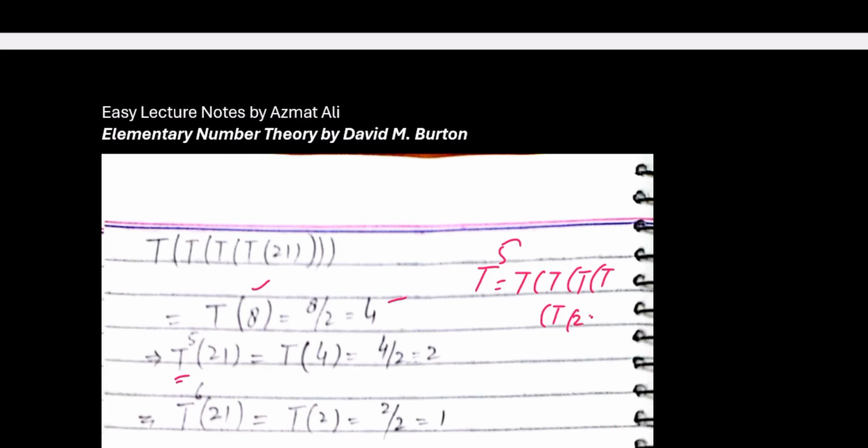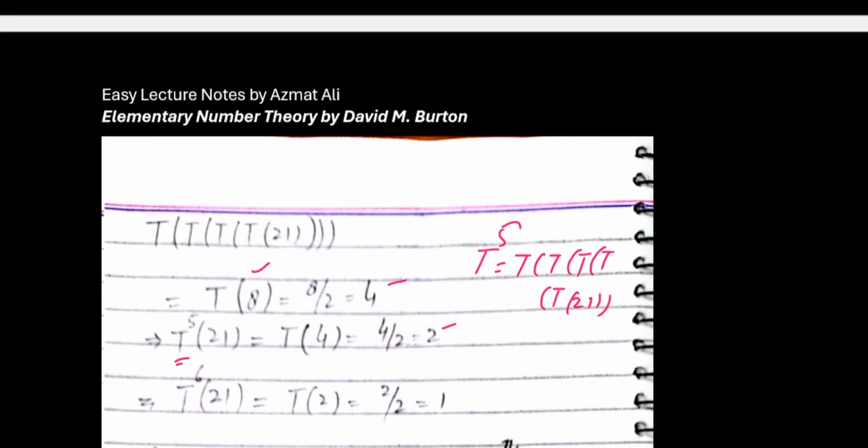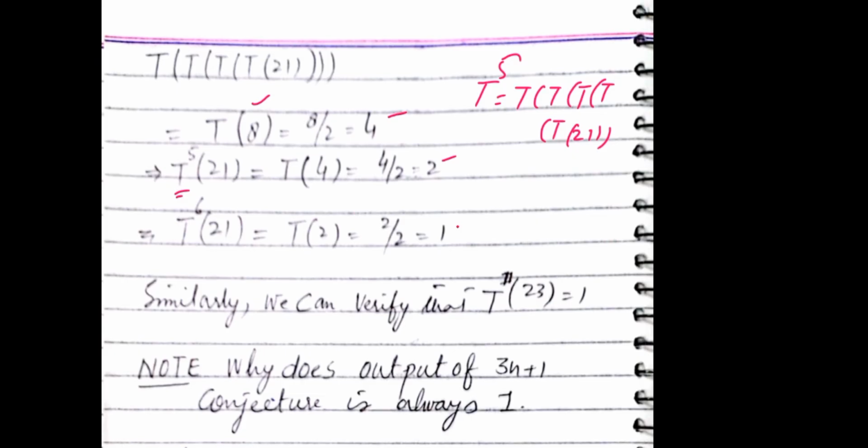So this becomes T of 4 is equal to 4 by 2, which is equal to 2, and lastly when we apply T again, this becomes 2 by 2, which is equal to 1. Similarly, we can verify that T^11 of 23 is equal to 1.